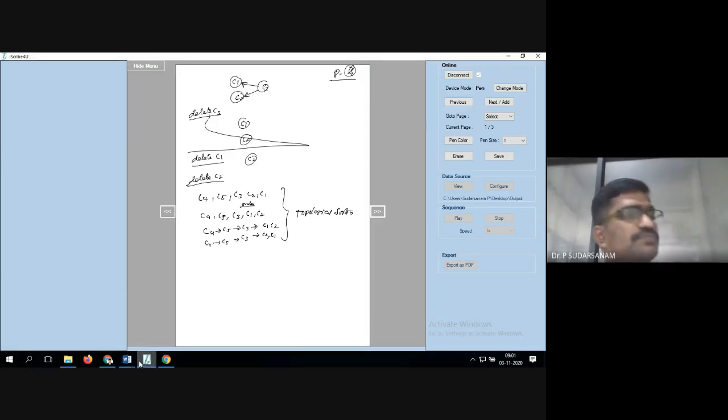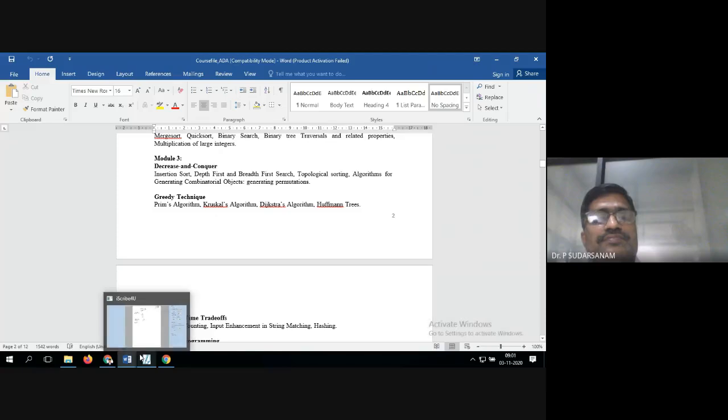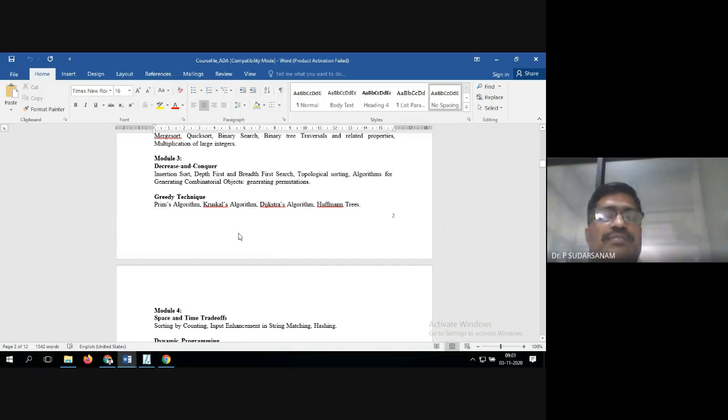Next. Generation of the permutations, and this one is only for combinations and permutations. So two ways. Next is called Prim's algorithm.